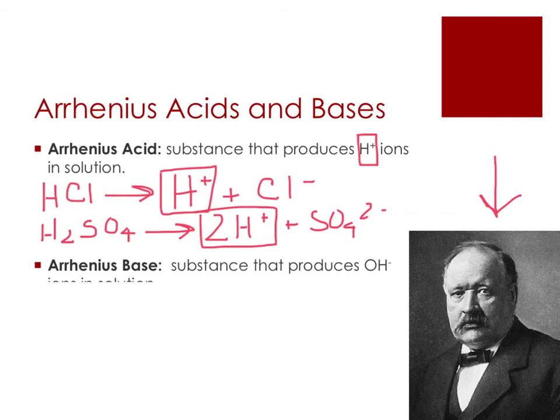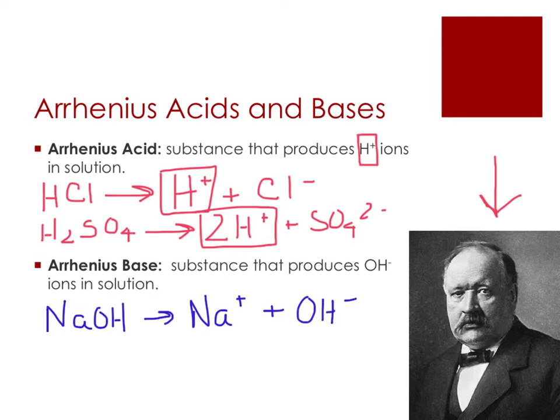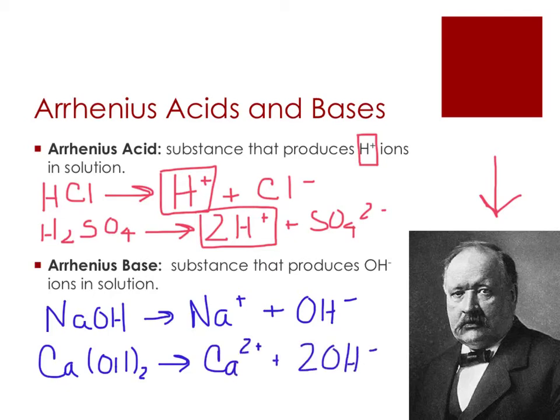Turning now to Arrhenius bases. Arrhenius bases are substances that produce OH- ions in solution. For example, if we dissolve NaOH in water, you might remember that you get sodium ions and OH- ions, or hydroxide ions. Likewise, if we dissolve calcium hydroxide in water, it will dissociate to form calcium ions and two hydroxide ions. In this case, it's the OH- ions that make sodium hydroxide and calcium hydroxide Arrhenius bases.